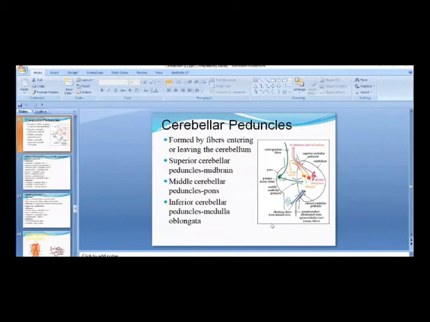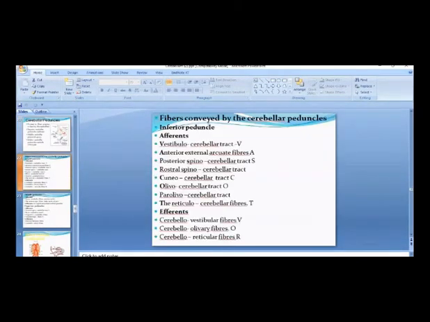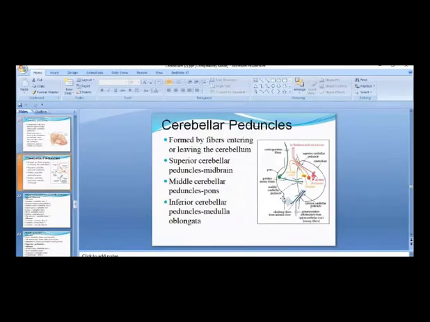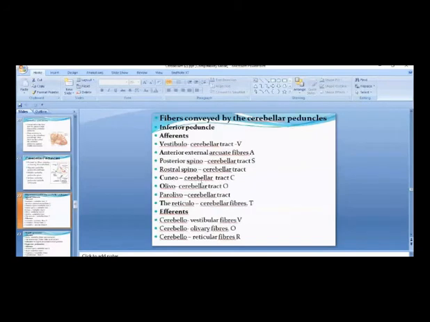Just remember three peduncles connecting to the midbrain, pons, and medulla. Now, the fibers conveyed by the inferior cerebellar peduncle are very important. We'll put the pin on the inferior peduncle, and we'll ask what are the afferent and efferent fibers passing through it. This may also come in MCQ, viva, and in practical also.